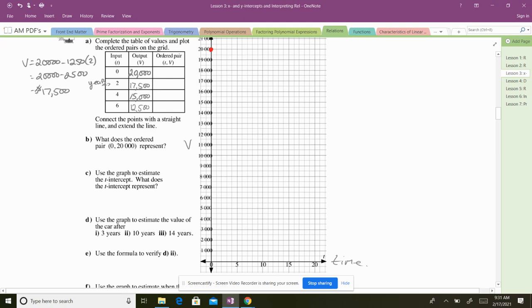After 2 years, each line at the bottom is 1, sorry. So 2 lines is 2 years. We're at 17,500, which is right there. After 4 years, we are at 15,000. And after 6 years, 12,500.